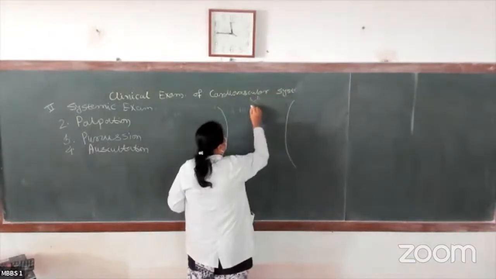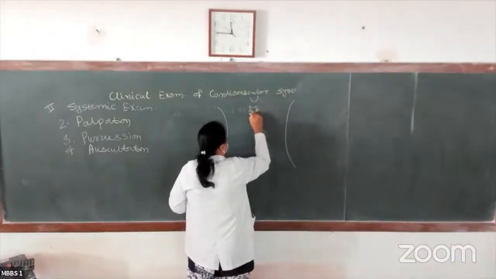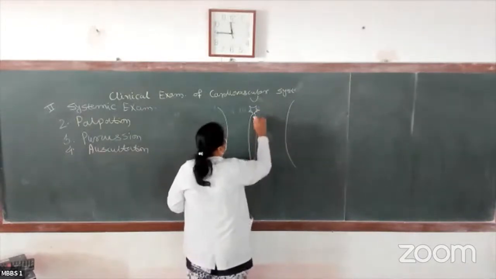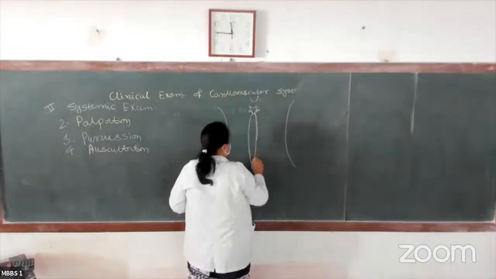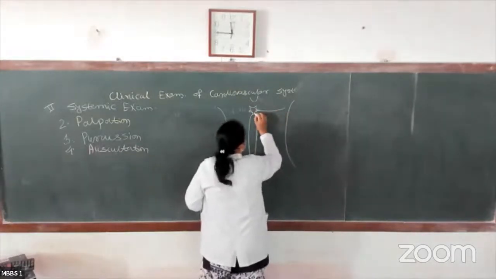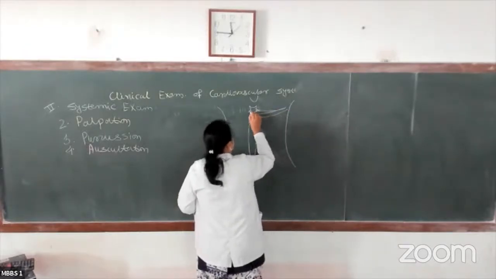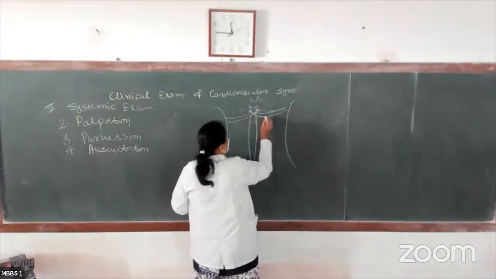Again, this is the suprasternal notch. Manubriosternal junction. So where do these areas lie? Valves are behind the sternum.